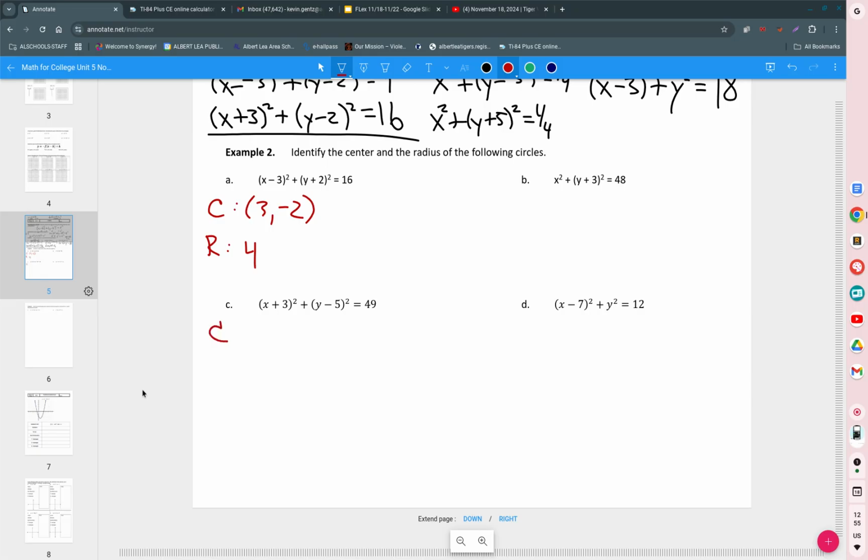Let's go right down to letter C. What is the center here? Positive 3 or negative 3? Positive 5 or negative 5? Positive. Positive 5. And the radius? 7. Good. Square root of 49. Good.